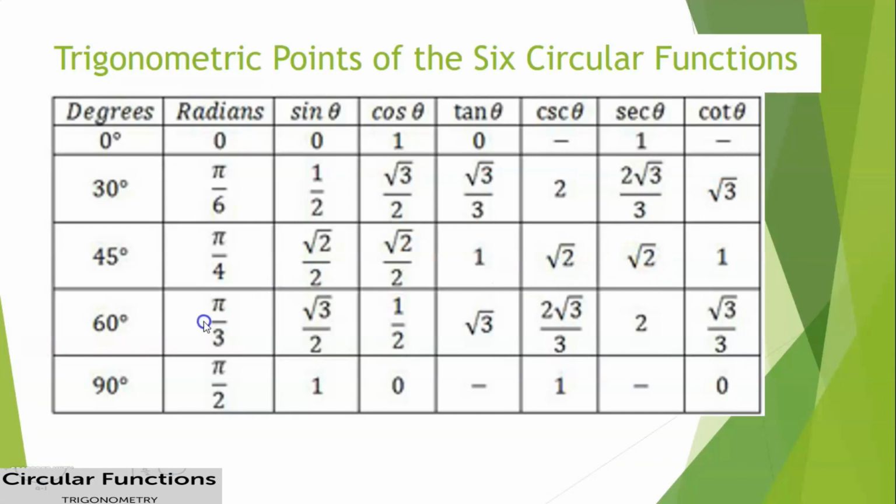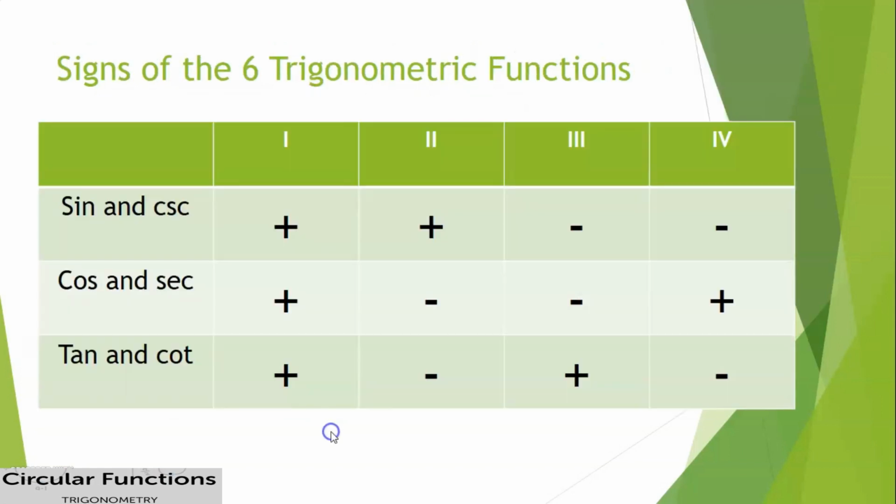For 60 degrees, or pi over 3 and its multiples, for sine here, square root of 3 over 2. Cosine 60 degrees is 1/2. Tangent 60 is square root of 3, and so on. So again, you can always counter check this one with your calculators. And the principle of getting this one is in the concept of trigonometric points.